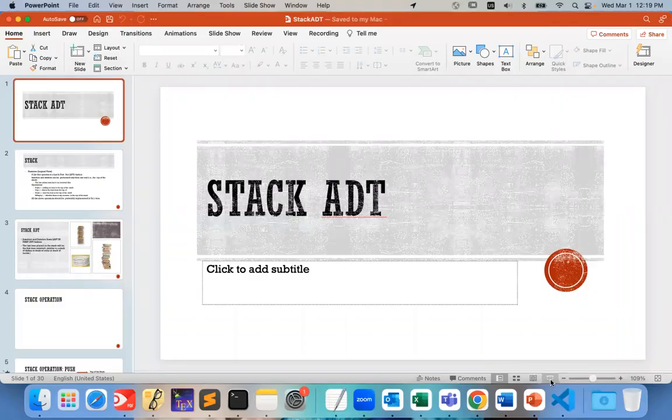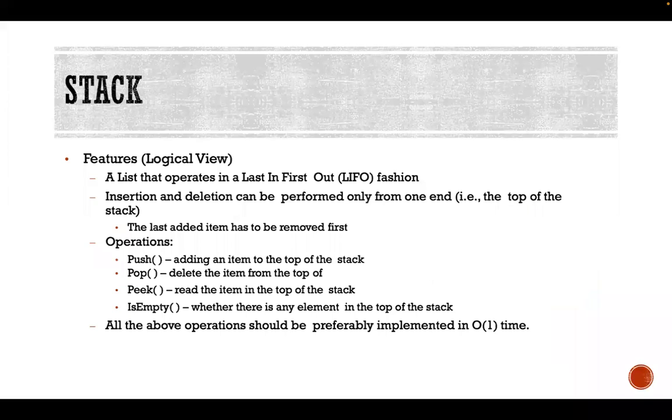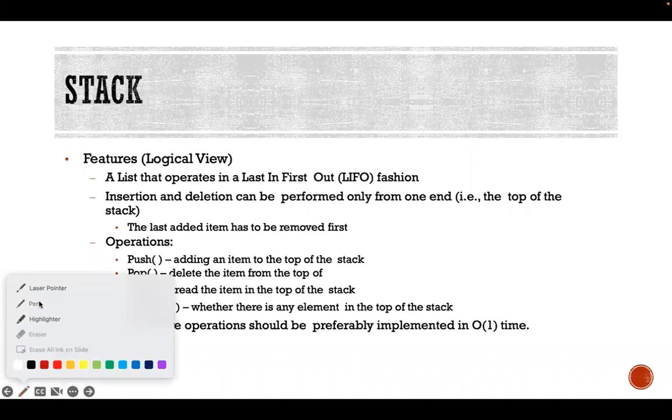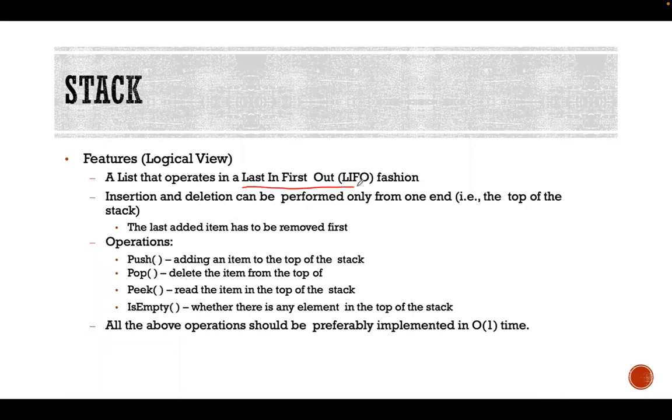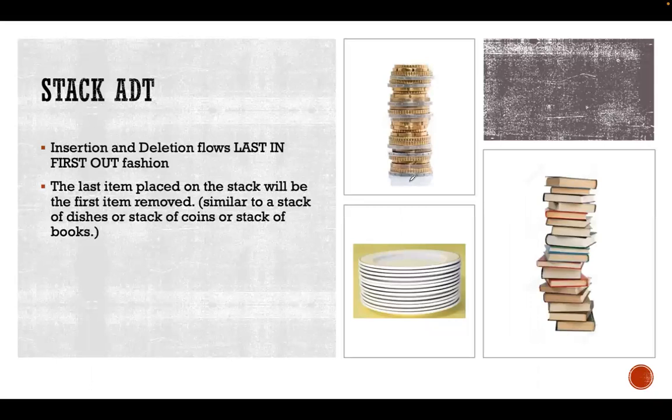Hello everyone. Today we're going to start a new data structure, stack. A stack is a special kind of list, but it has a special feature. We're saying a stack is a list, so you can see that it's a list of items. But a stack operates in a special order known as last in, first out. Let us look at some examples.